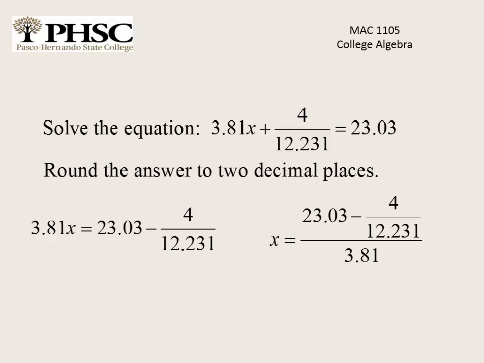So you want to do 4 divided by the 12.231, then you subtract it, and then you divide. So just make sure you follow order of operations. And then the solution that we get is approximately 5.96. And these are problems that are just easier to solve if we use a calculator.